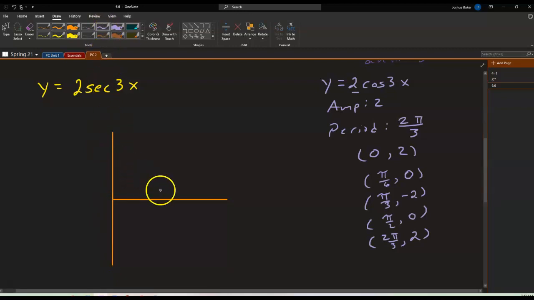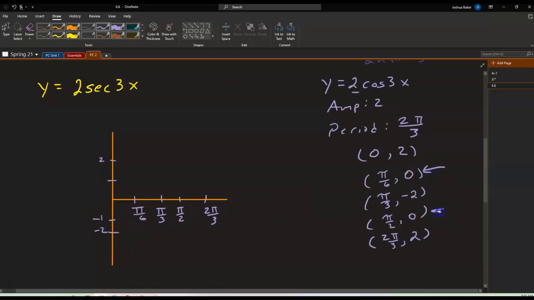All right, so let's see here. We'll call this 2 pi over 3. We'll call this pi over 3, pi over 2, pi over 6, 1, 2, and 1, 2, -1, -2. Just know that this isn't to scale, all right? Just bear with me here, okay? All right, so let's see here.